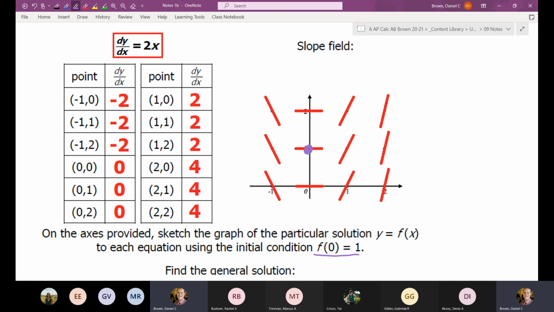But now we have a little slope field, and they're just going to kind of push you in the direction you should go. If I'm going through that point, what shaped graph is going to be drawn if you just look at that slope field? It looks like a parabola.